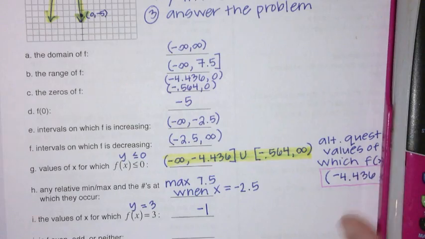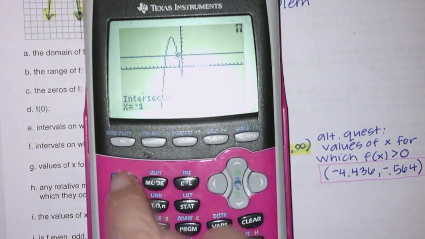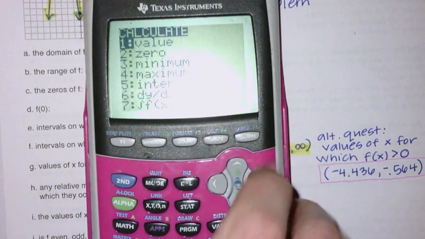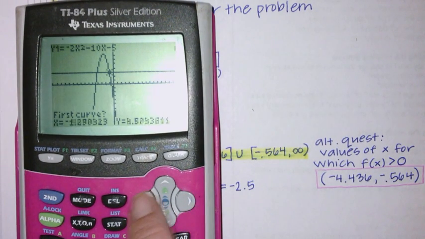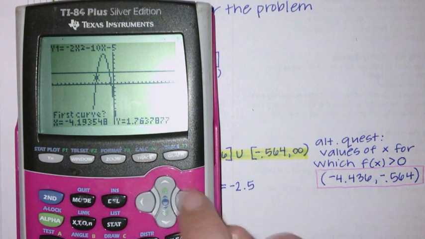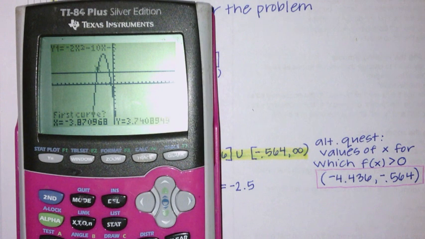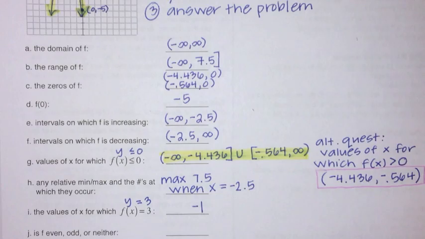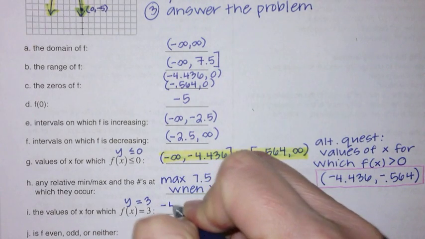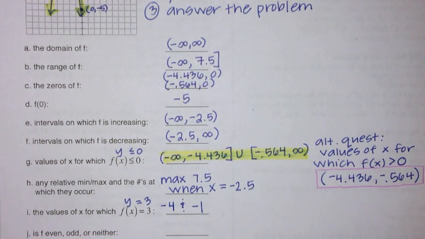And let's go see what the other one is. So to do it, second calc, okay, and then we are going to pick option 5. And this time I'm going to get really close, just using my left and right arrow keys. I'm going to get as close as I can to that first curve right there, and then second curve as close as I can, which I didn't even have to move, and then guess, and it tells me the x value is -4. So my 2 points of intersection are -4 and -1.